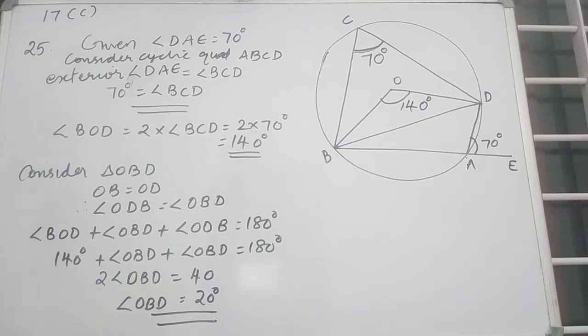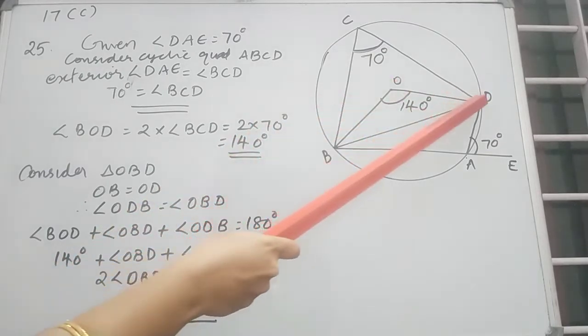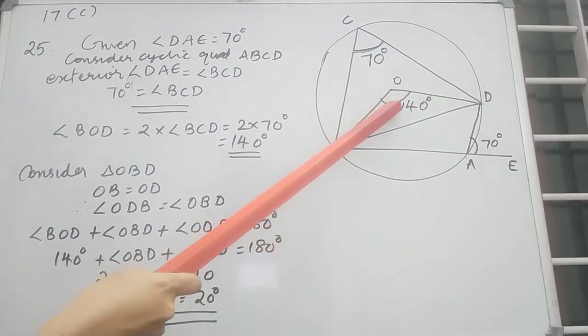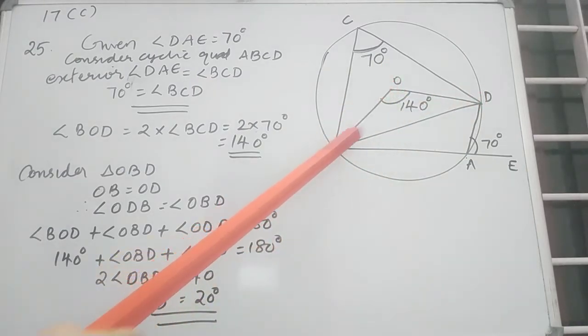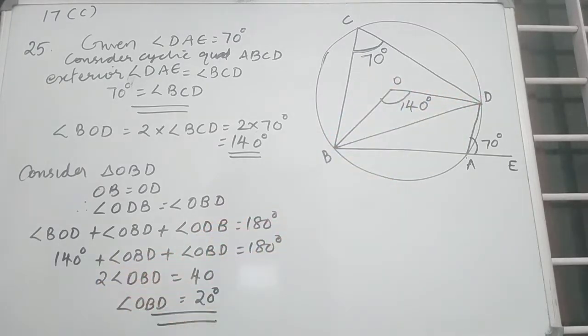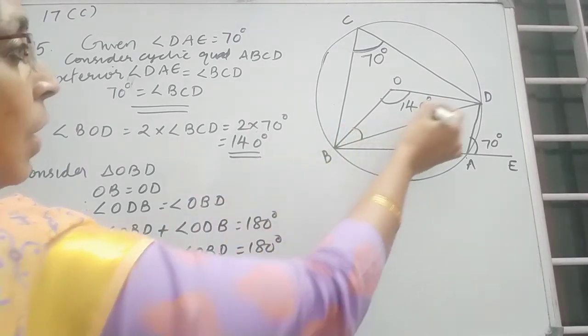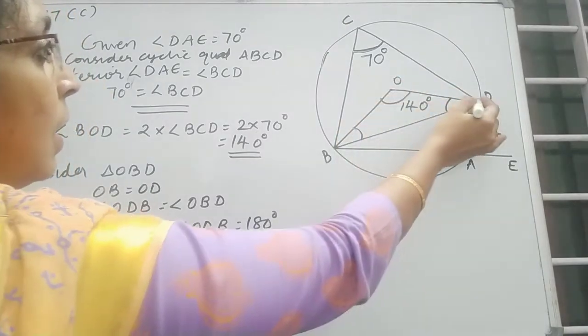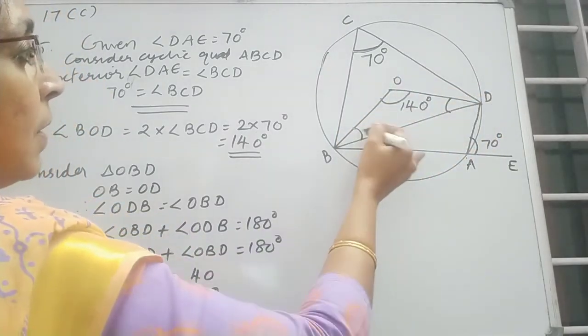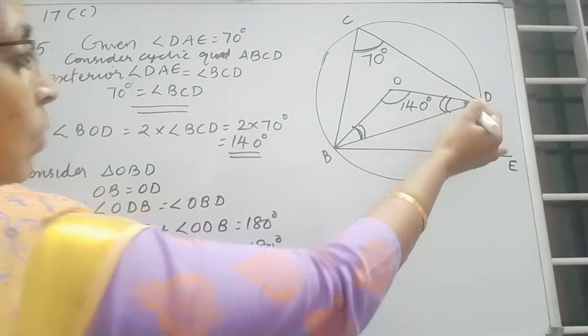Then the next, third one, we want to find out angle OBD. For that, consider triangle OBD. Since OB and OD are the radius of the circle, the angles opposite to those sides, that is the radii, will be equal. That is, angle B will be equal to angle D. That is, OBD will be equal to ODB. These two angles will be equal.